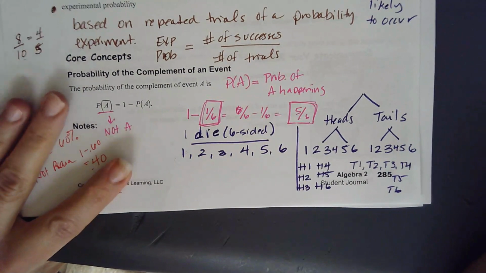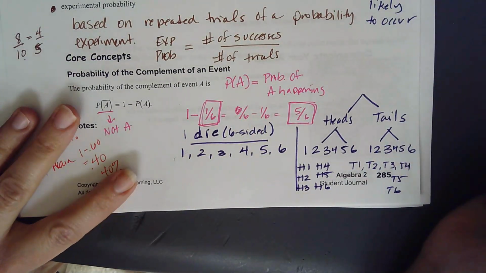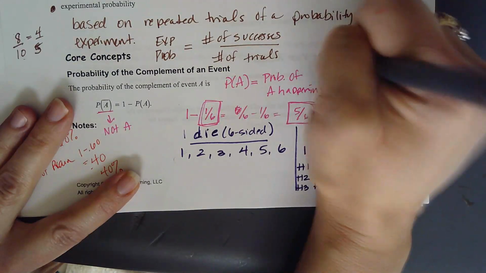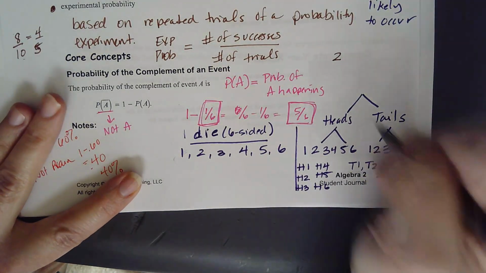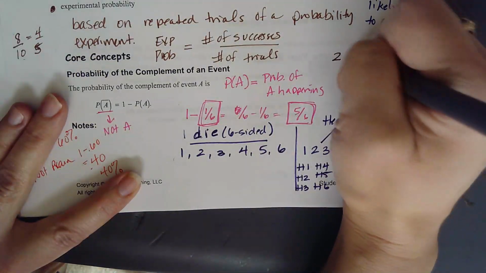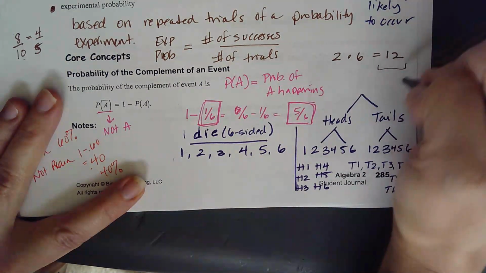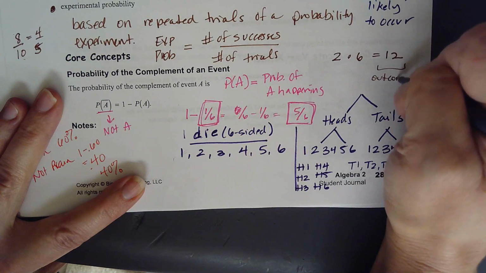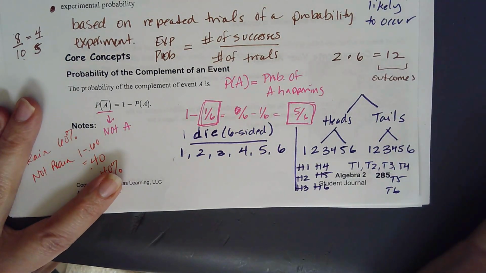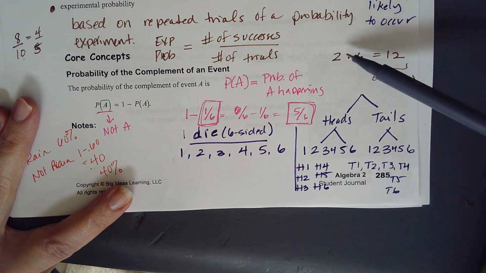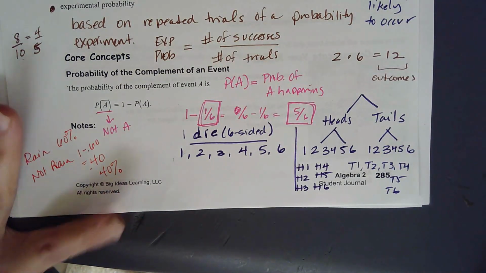One of the ways to look at that is, if you look at flipping a coin, there are 2 possible outcomes. And if you look at rolling a die, there are 6 possible outcomes. To get the total number of outcomes in your sample space, all you really need to do is multiply those outcomes together. So if you're flipping a coin and rolling a die, it would be 2 times 6, which is 12.